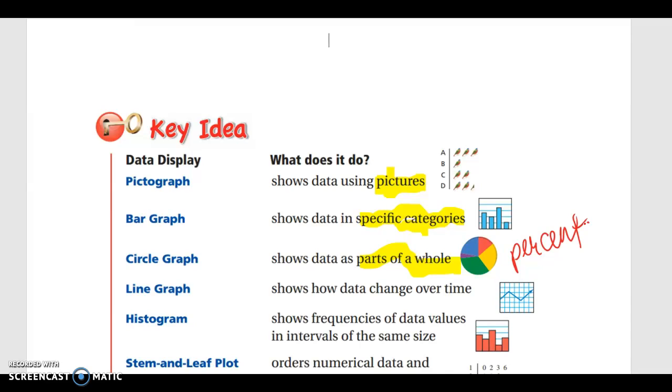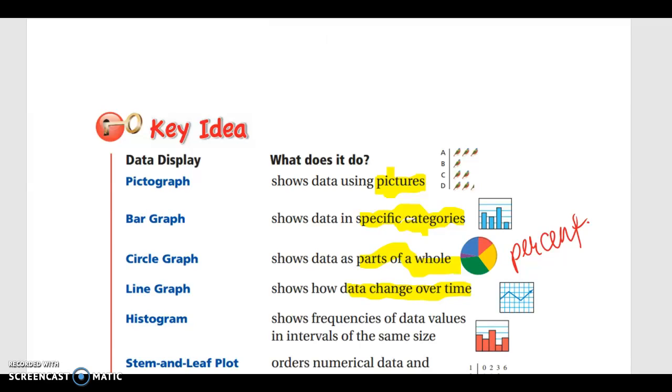A line graph is a graph that shows data change over time. So for example, if I want to know the sales of a company over the course of a year, or over the course of several years, that would be best represented in a line graph.